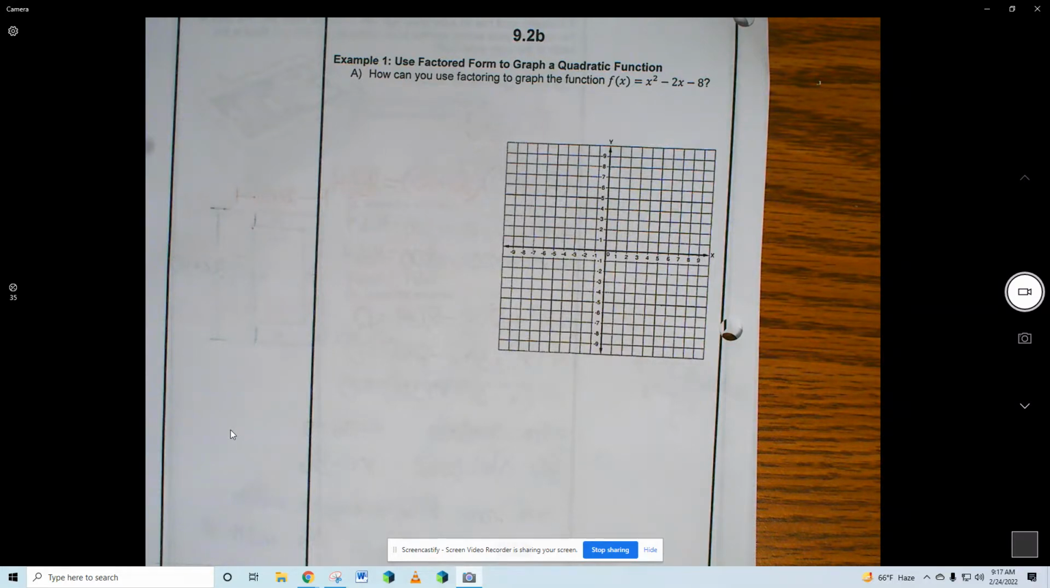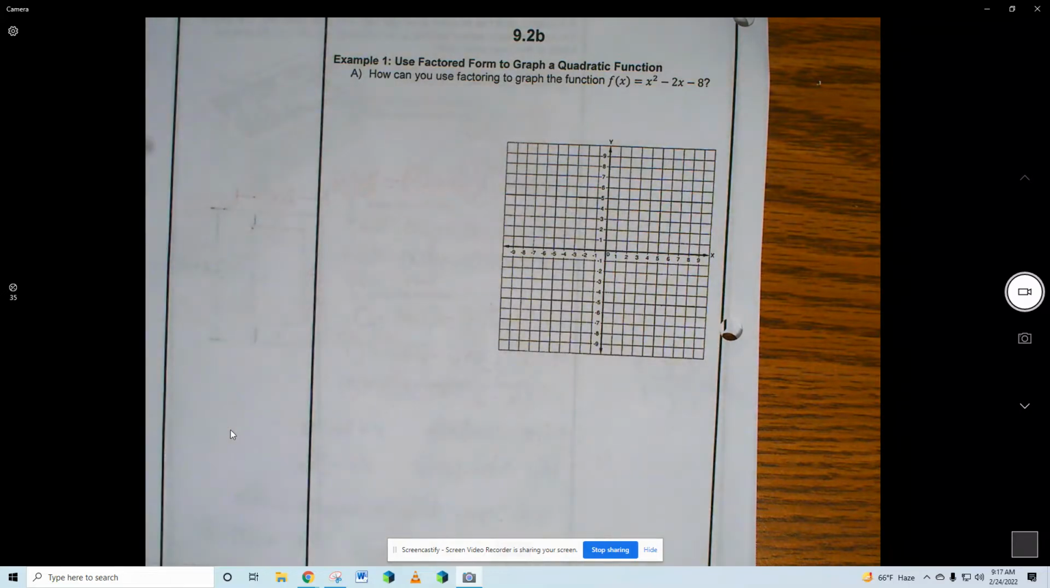So today, what I'm going to be able to do is look at these and figure out where the x-intercepts are and what the parabola looks like. So, leading off, x squared minus 2x minus 8. All right, let's graph it first.